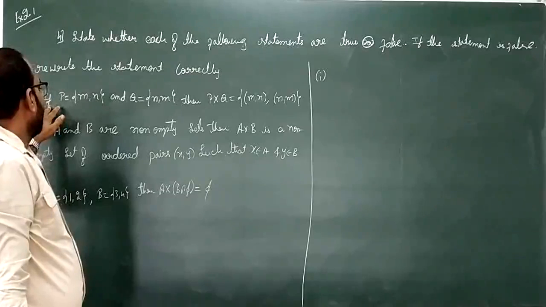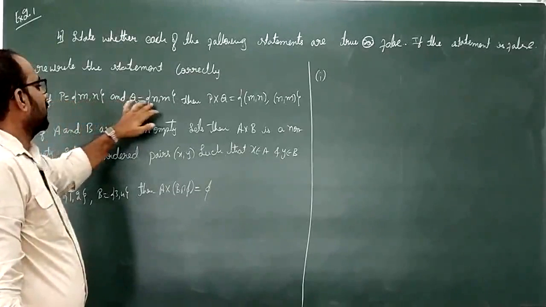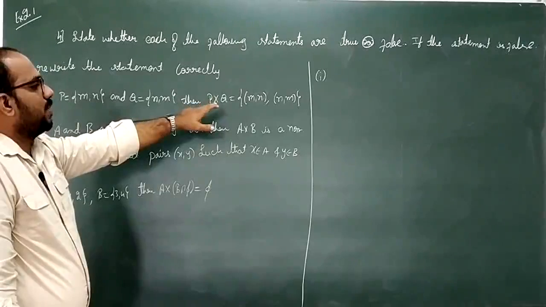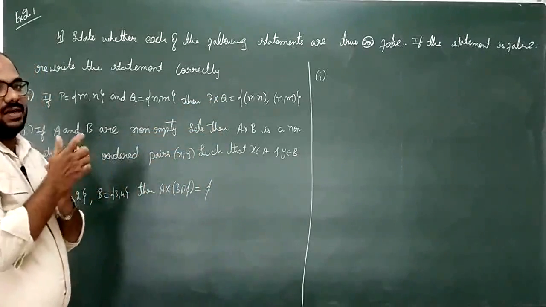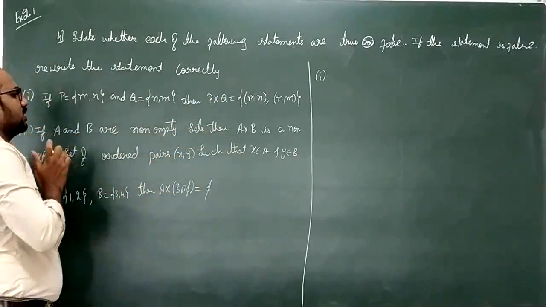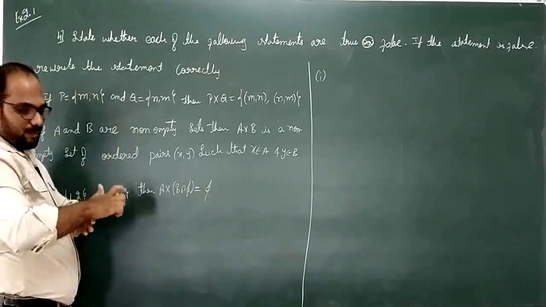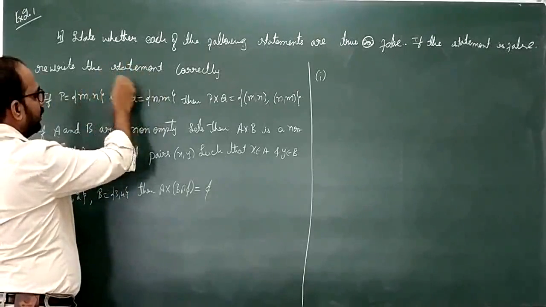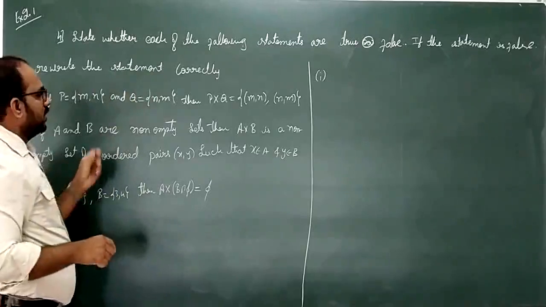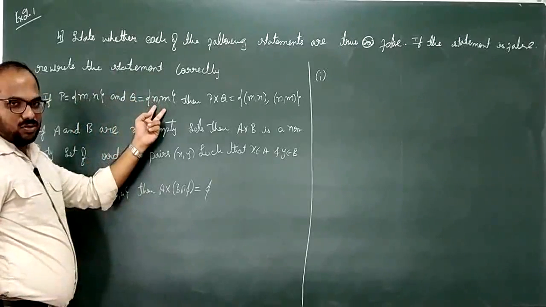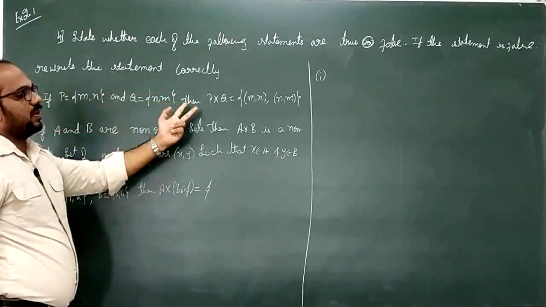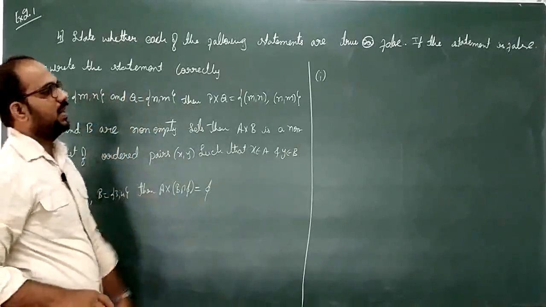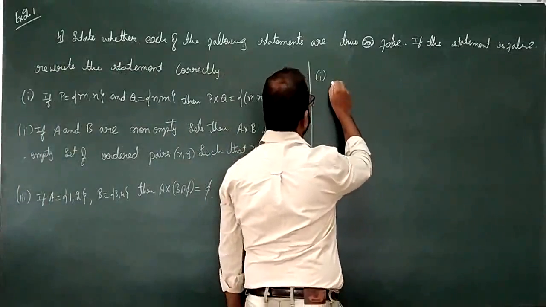Here, if P is equal to {m, n} and Q is equal to {n, m}, then the Cartesian product of P and Q is {m, n} and {n, m}. It is not true, it is a false statement, because the Cartesian product of P and Q is (m, n), (m, m), (n, n) and (n, m). Here also two elements are there, then the Cartesian product of P and Q totally has 2 into 2 is 4 elements. That is the given statement.